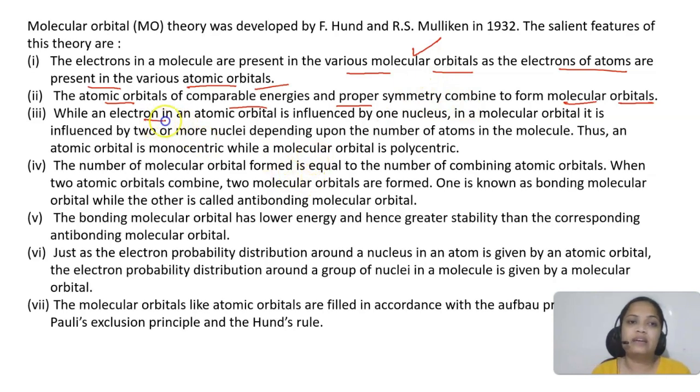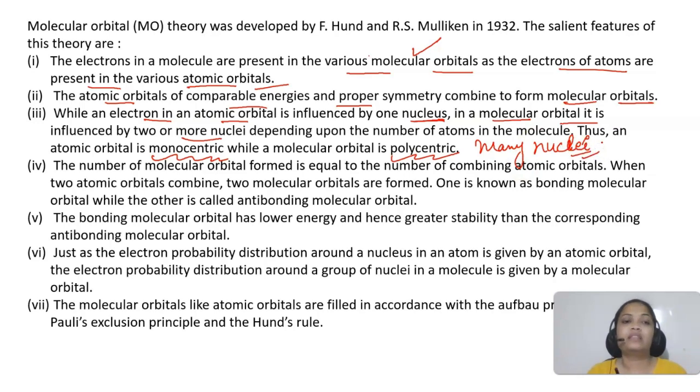Okay. And while an electron in the atomic orbital is influenced by one nucleus, so in an atom there will be one nucleus and the electron will be under the influence of that one nucleus only, whereas in the molecular orbital it will be influenced by two or more nuclei. Depending upon how many atoms you have, like if you have two atoms, the electrons will be under the influence of two nuclei, and so on. So you can say that an atomic orbital is monocentric, meaning there is only one center, one nucleus, whereas a molecular orbital is polycentric. Poly means many. Many centers, or many nuclei.